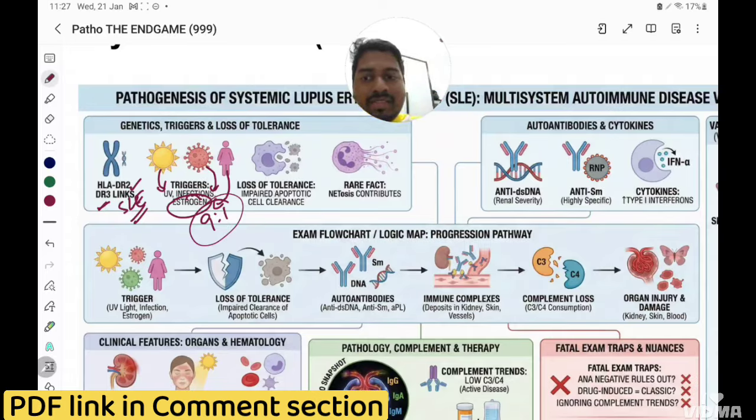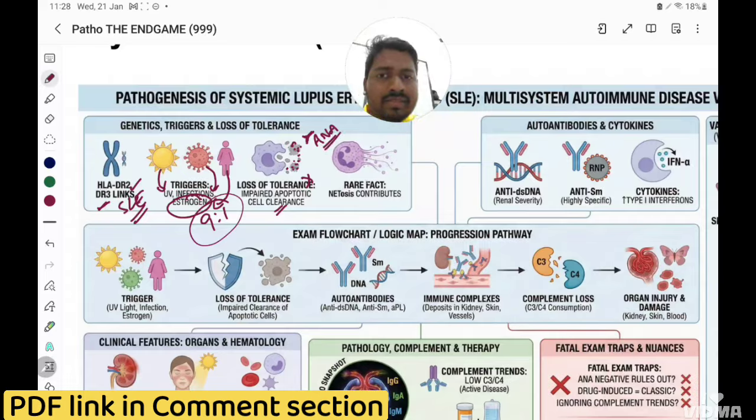Now the basic pathology is loss of tolerance. So what is loss of tolerance? The body has the ability to identify which cells are self and which are not. This ability is known as tolerance, and this tolerance is lost. Second, apoptotic cells are supposed to be cleared immediately, and this apoptotic cell clearance is also lost. As a result, apoptotic cell DNA and so on are exposed to our T cells, and antibodies are produced against these nuclear proteins. They are nothing but ENA, the anti-nuclear antibodies.